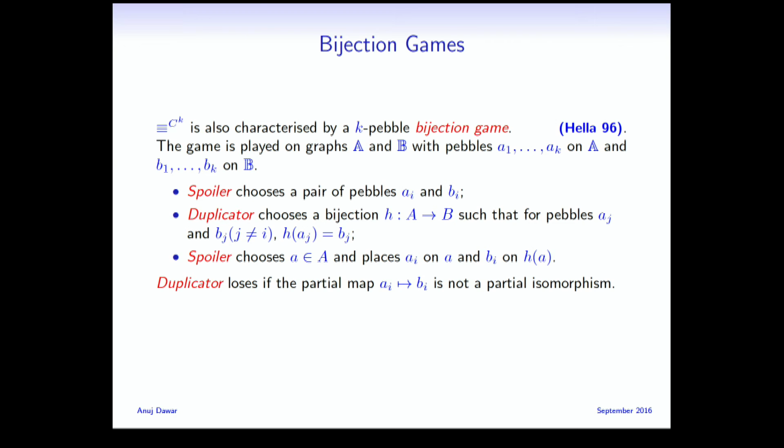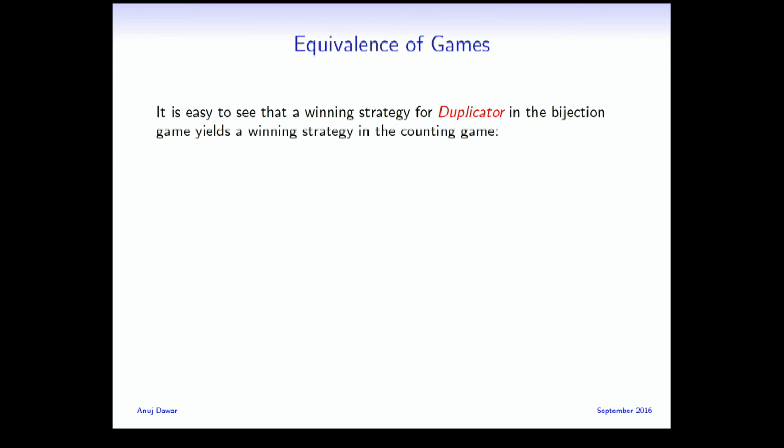This, on the face of it, looks much harder for duplicator, having to give a bijection, having to respond to all possible moves. But it turns out to be the same. Duplicator has a winning strategy if and only if the two structures are CK equivalent. And very quickly I can tell you why. Clearly, if Duplicator has a winning strategy for the bijection game, then there's a winning strategy in the counting game, because whenever spoiler chooses a set, you just look at its image under the bijection, and that gives you a set of the same size in which Duplicator can play.